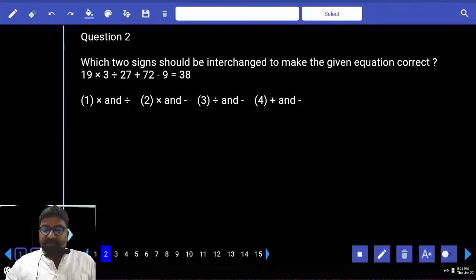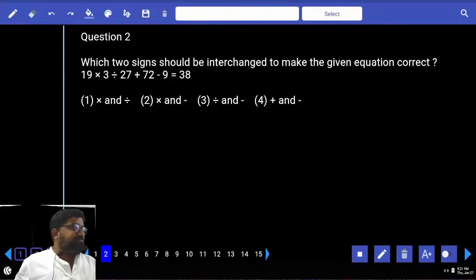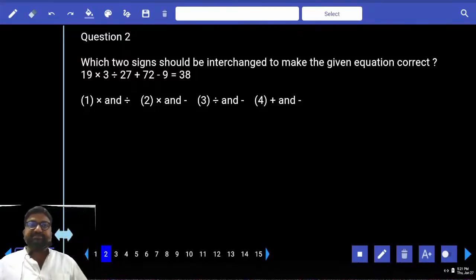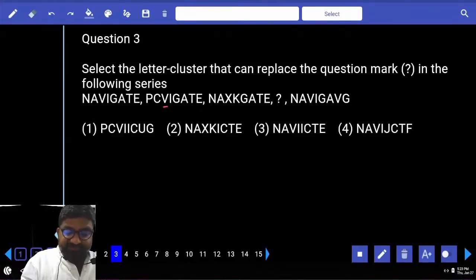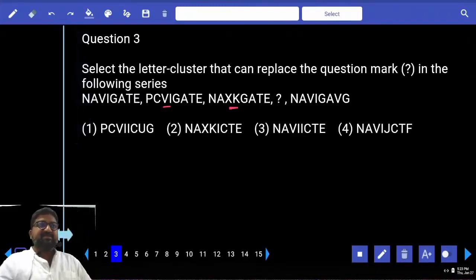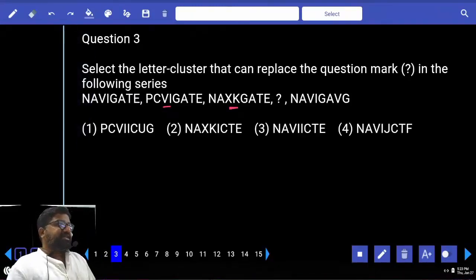Next, look at these questions here. When I see the first word and the next word, I see there is change only between two letters, the first two letters. N became P, A became C. That is plus 2, plus 2. Because I see changes between VI and XK. The first two letters which were changed in the previous step have now come back to the old ones and the next two are being changed.